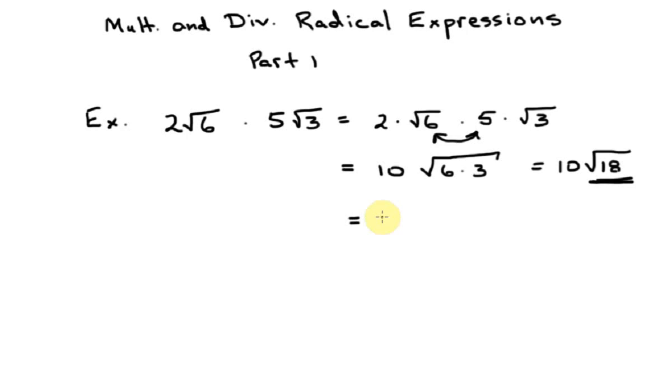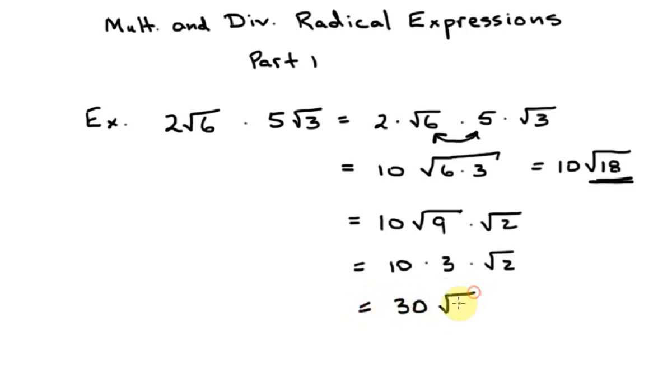So you would be expected now to recognize that you can take root 18 and think of it as root 9 times root 2. And so we end up with 10 times 3 times root 2. So our final answer on this one would be 30 times the square root of 2. And now we're at the end of the road on that one. Nothing more we can do to simplify it. Okay, so that's our starter example. I'm just going to clear the screen here and do a little bit more complicated example now.